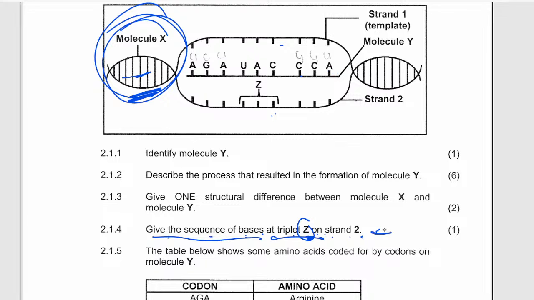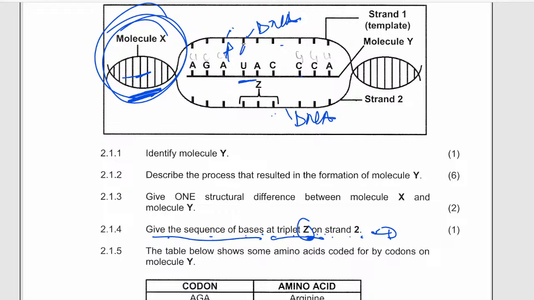Guys, here there is a simple trick. I think most of you got it wrong. Let's find it. If this is messenger and this is DNA, and this is DNA, you understand? And because it's facing this side, it means that this was the template.